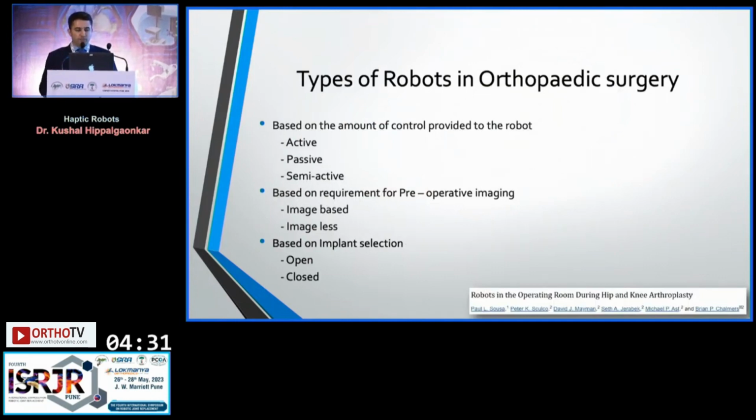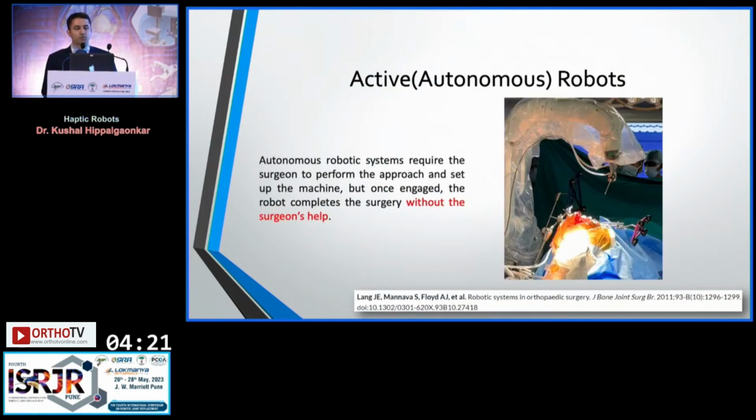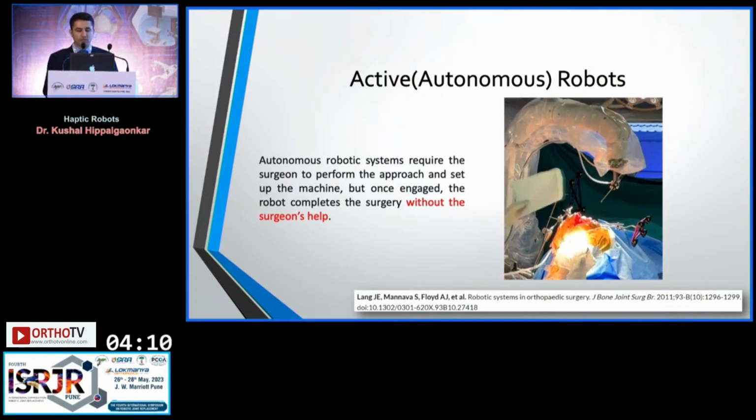So these are the types of orthopedic robots. Based on the amount of control, you have active, passive, semi-active. Based on requirement of pre-op imaging, you have image-based, imageless, and then the implant selection. When we come to active or autonomous robot, they require the surgeon to perform the approach and set up the machine, but once engaged, the robot completes the surgery without the surgeon's help.